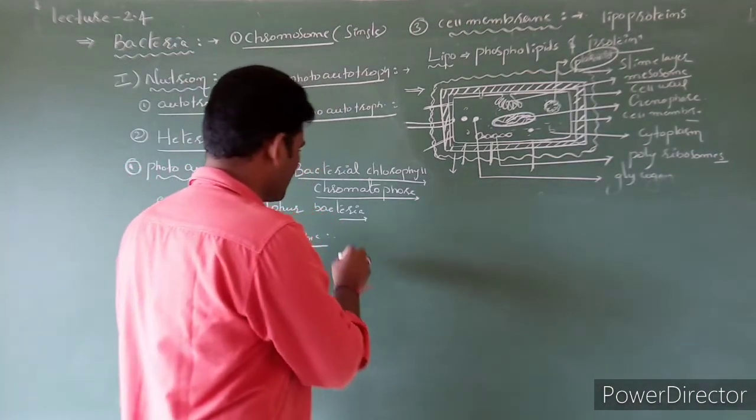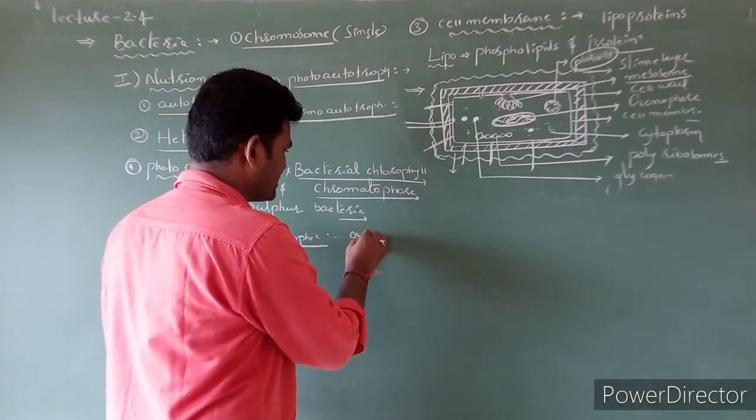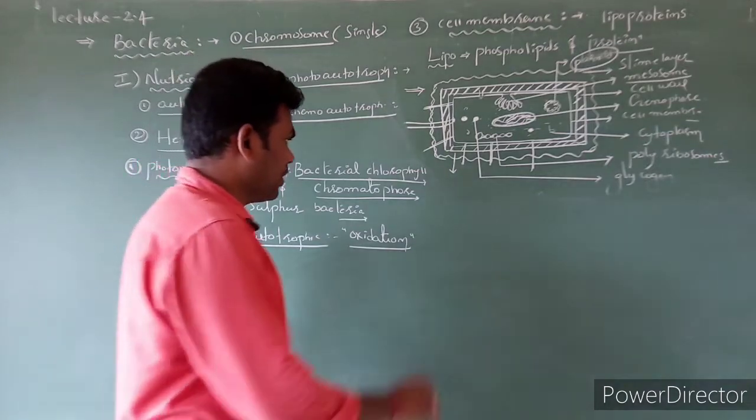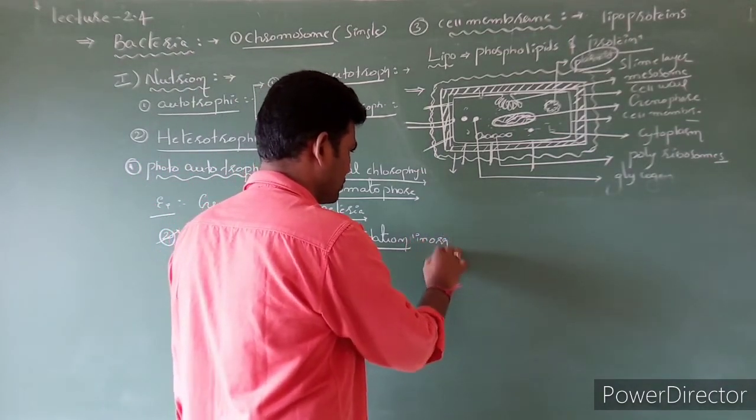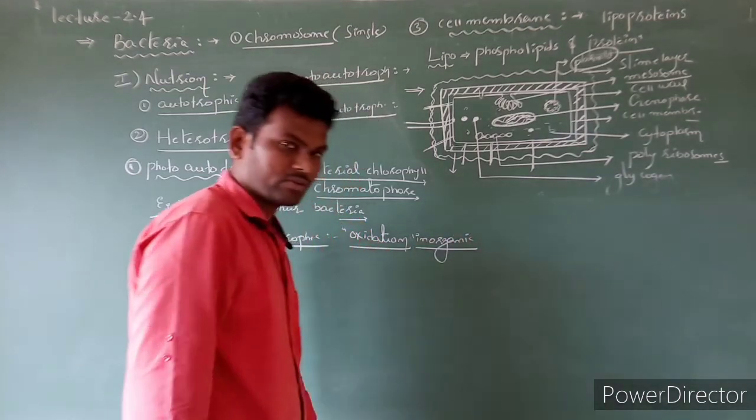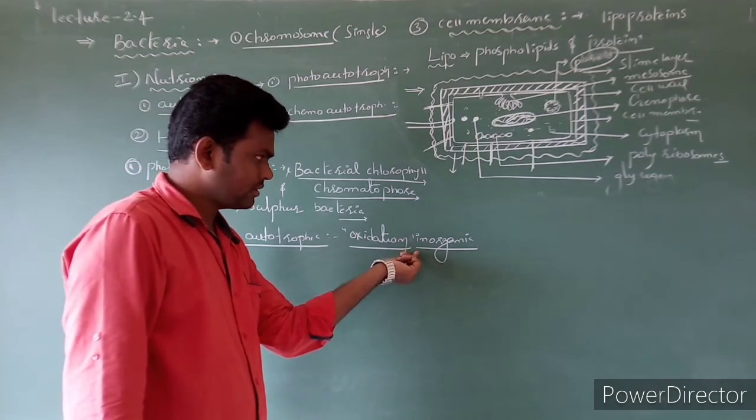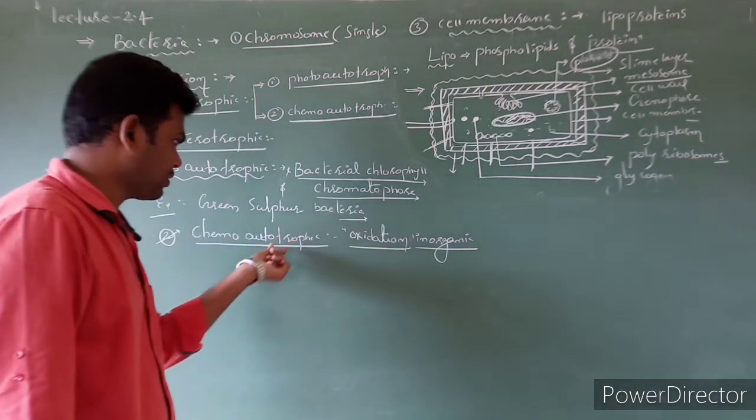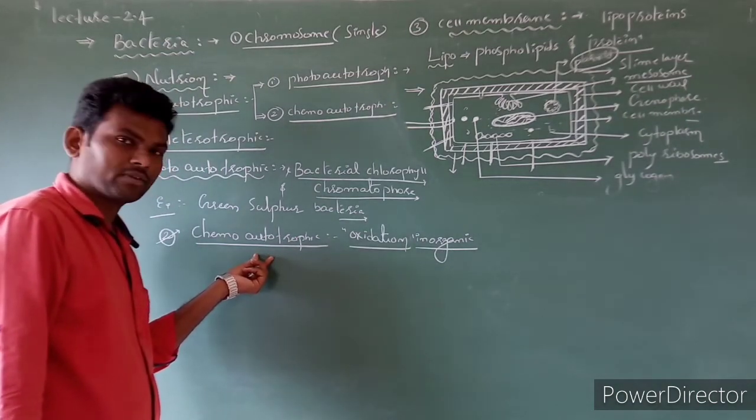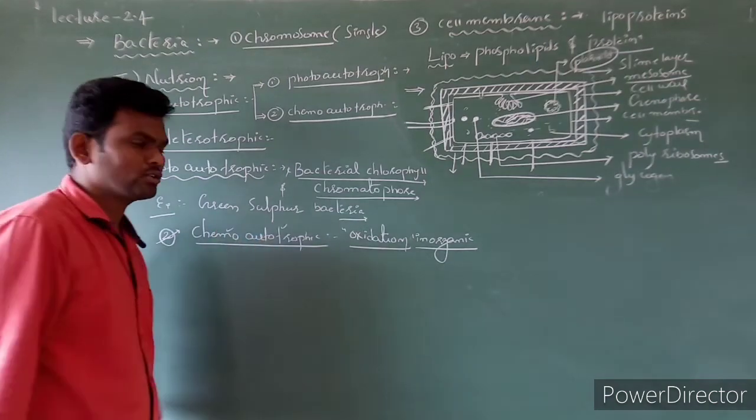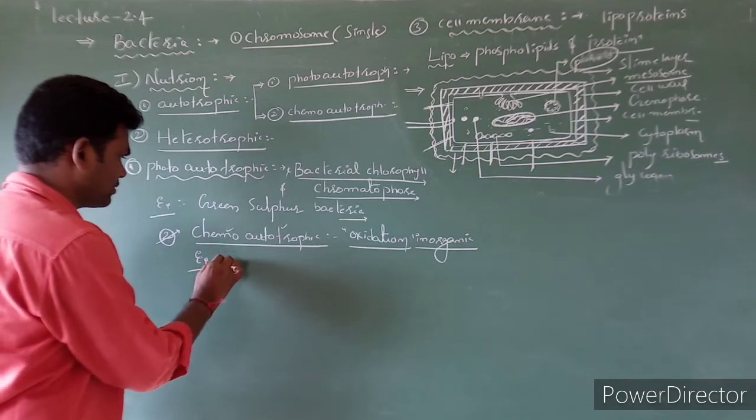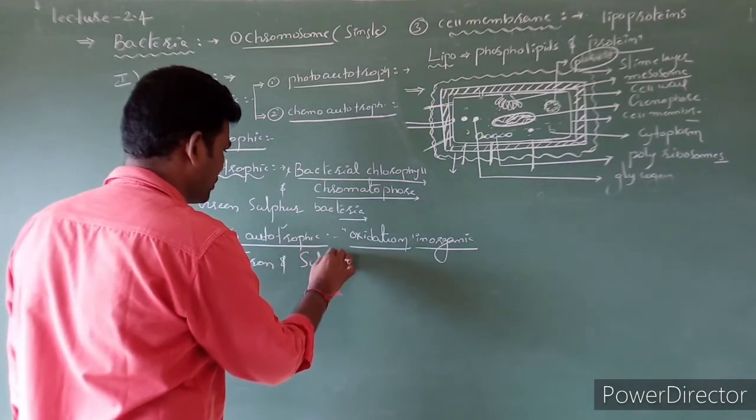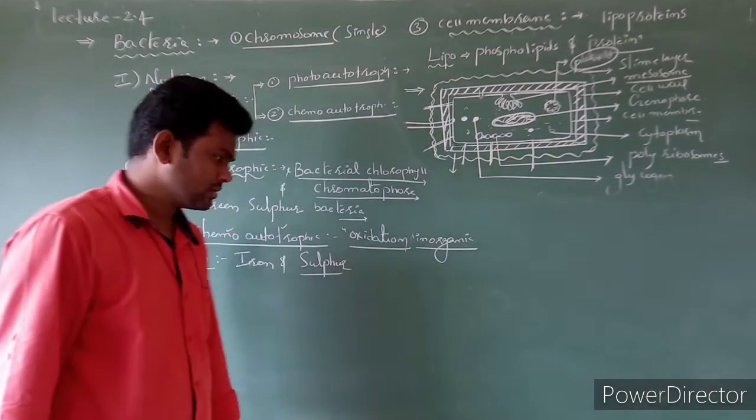Here, in chemoautotrophs, during the oxidation reactions, oxidation of inorganic compounds, at the time, in these reactions, a small amount of energy is released. Such energy is enough to prepare the food molecules. So such type of bacteria we can call chemoautotrophic bacteria. Examples are iron bacteria, sulfur bacteria. So these are examples.